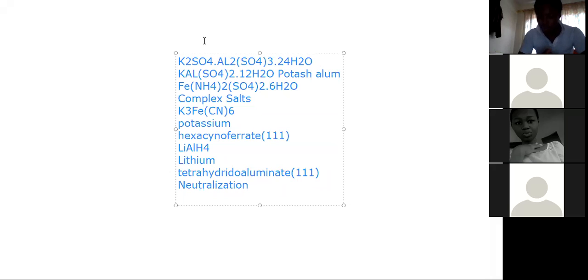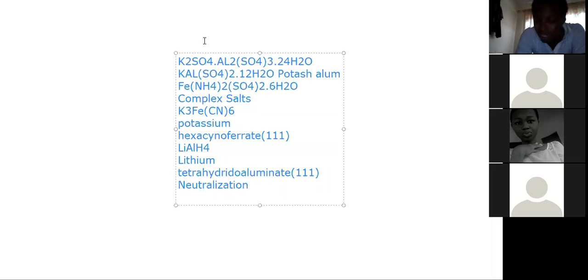When you have copper oxide plus, or when you have calcium oxide plus water, you are going to get calcium hydroxide, which is an alkaline solution. The alkaline solution is more or less like a metallic hydroxide. That is it. I explained that the other time.